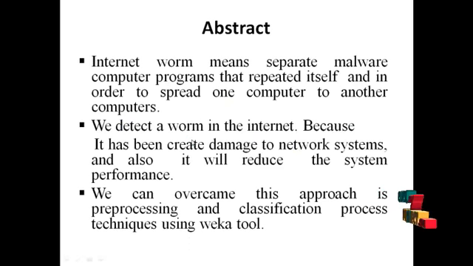An internet worm is a malware computer program that replicates itself in order to spread from one computer to another computer. We detect worms on the internet because they create great damage to network systems and also reduce the system's performance. So we can detect and resolve internet worms using these machine learning algorithms.